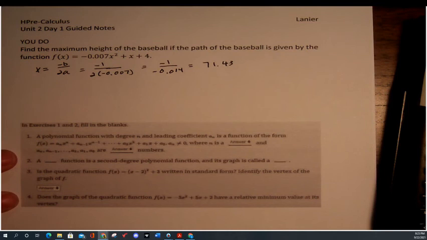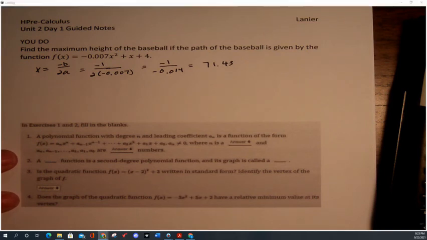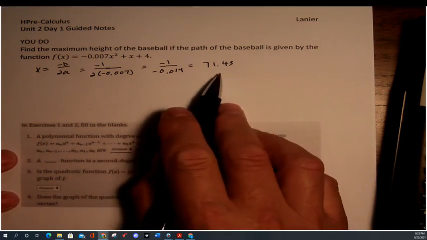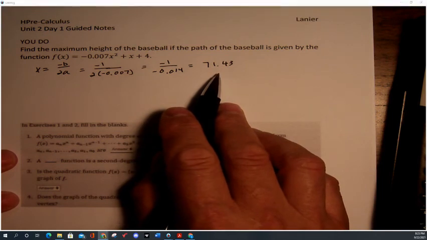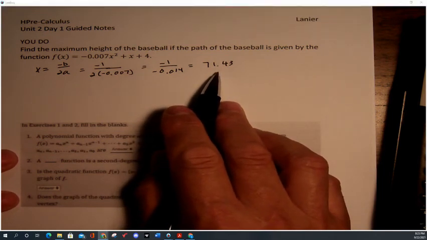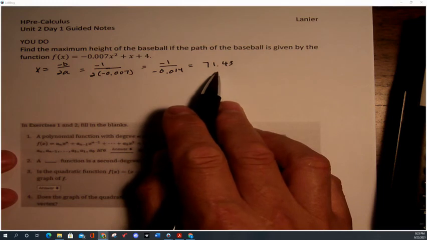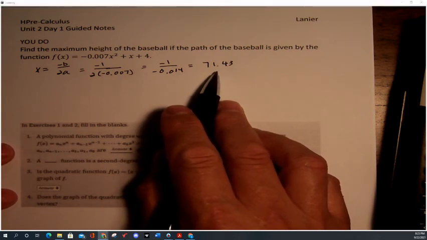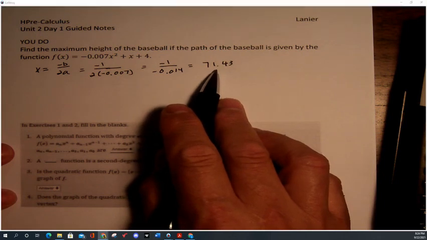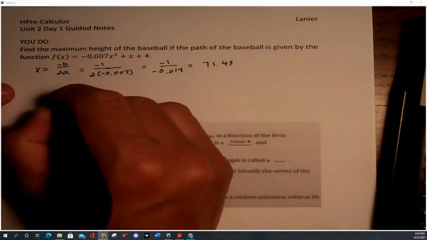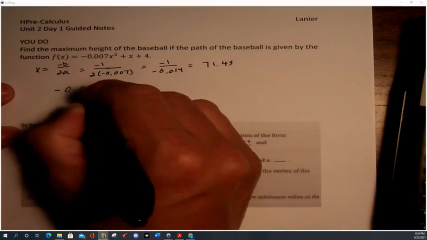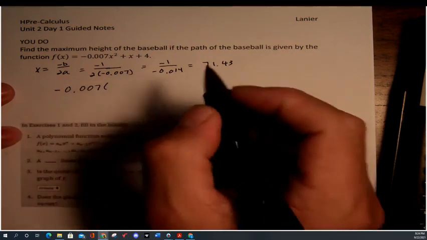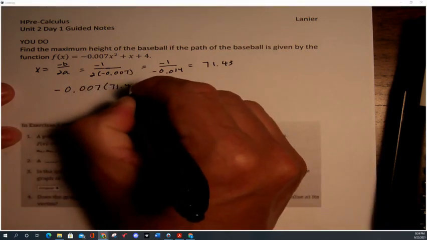If they asked you to find the axis of symmetry, the axis of symmetry is going to be x equals 71.43. In other words, it's a vertical line that passes through 71.43 on the x-axis. Also, in the context of this problem, the ball traveled horizontally 71.43 feet before, or at that point, it has reached its maximum height. So what is the maximum height? Let's take that value and let's substitute it in place of the x.